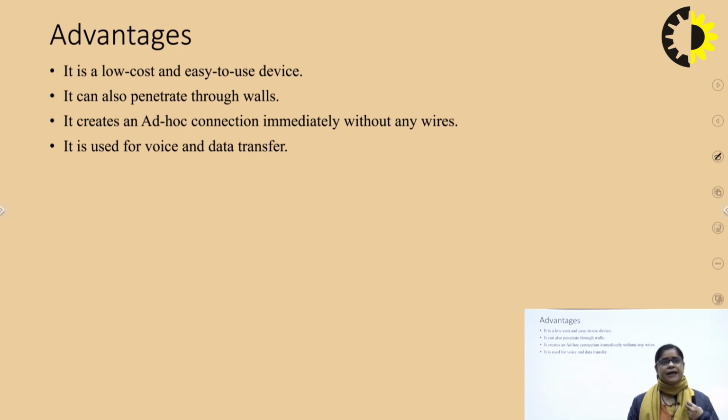Now, it creates an ad hoc connection immediately without any wire or any cable. It is used for voice and data transfer. For example, when we transfer our voice messages or any file or any PDF file or any photographs, we can transfer them by using Bluetooth.